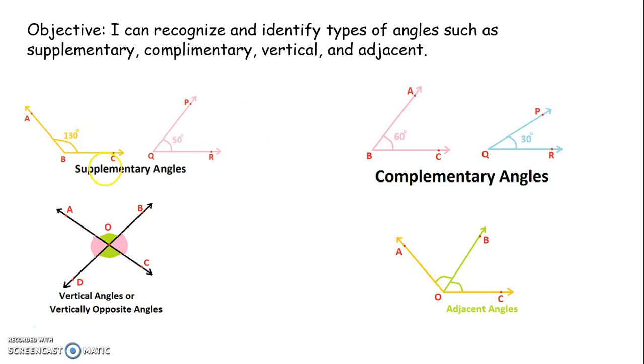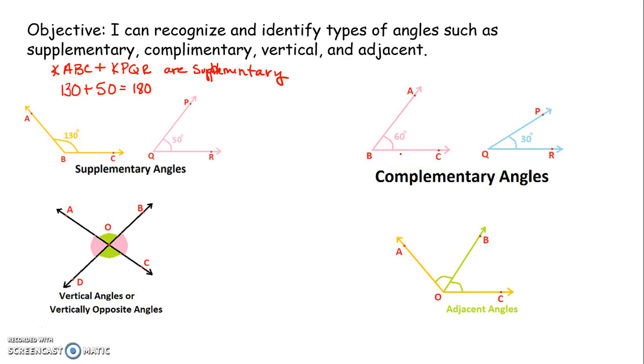Supplementary angles, if we look here, these are a pair of supplementary angles. Supplementary angles are 2 angles that add up to 180 degrees. If you took 130 plus 50, angle ABC is 130, and angle PQR is 50. And if you take 130 plus 50, you come up with 180. Therefore, those 2 angles are supplementary. Supplementary are just 2 angles that add up to 180.